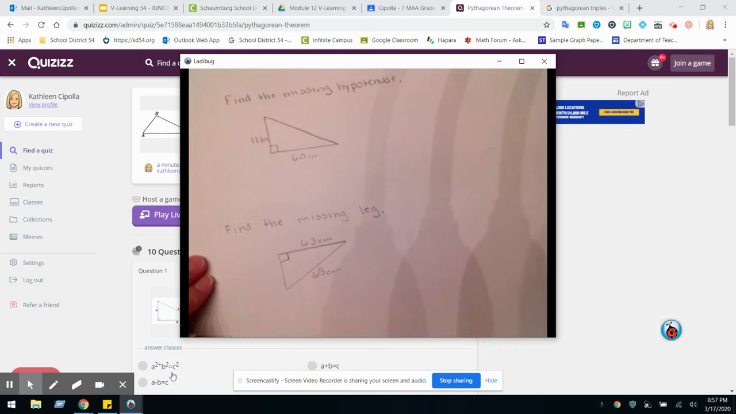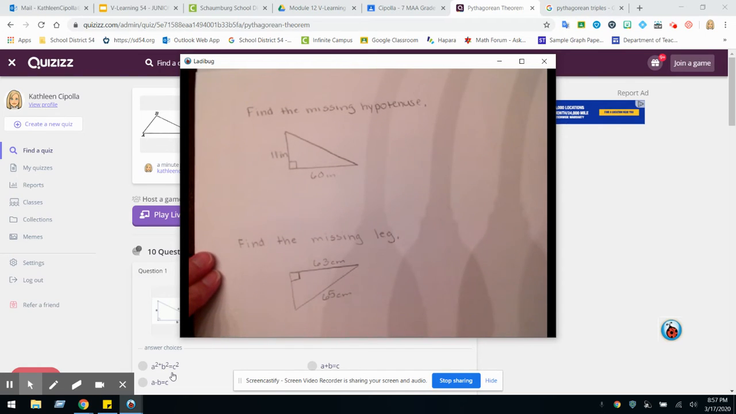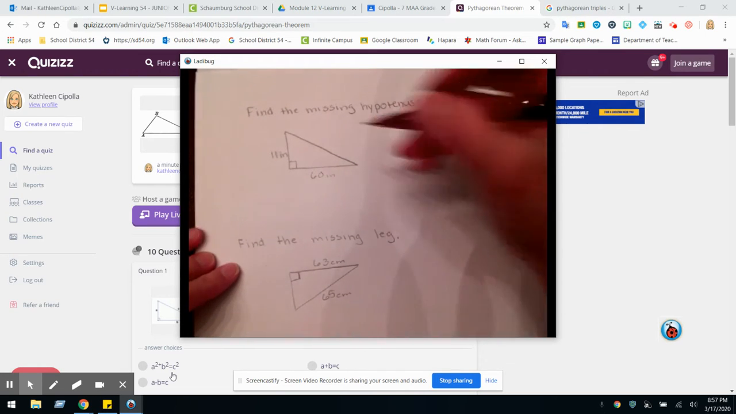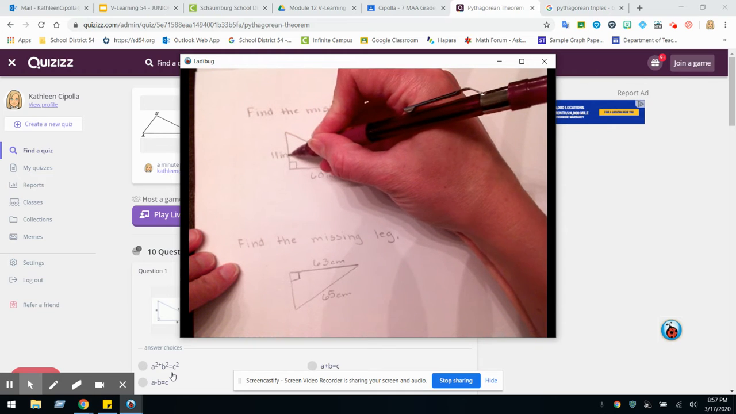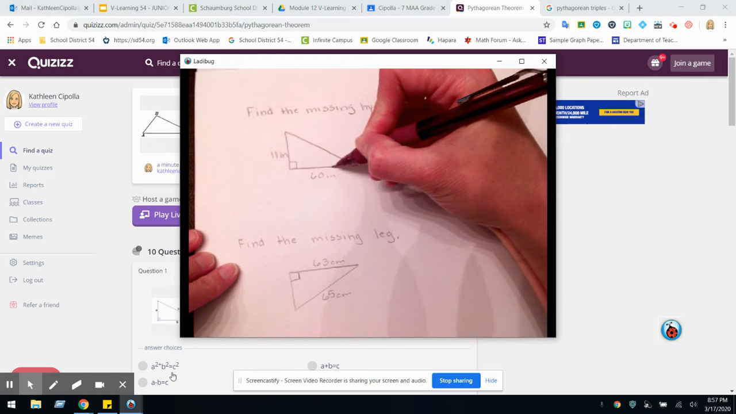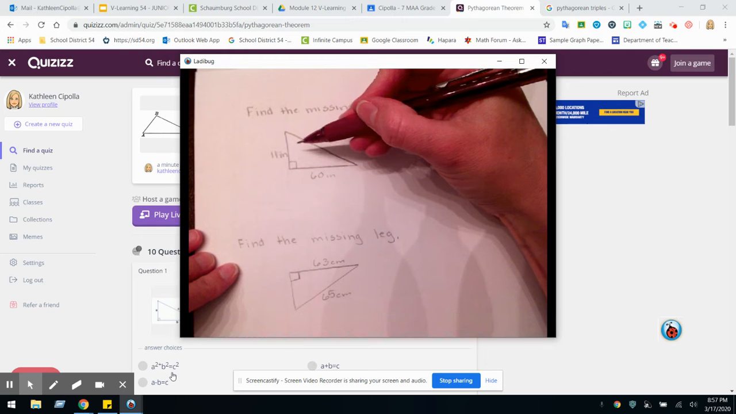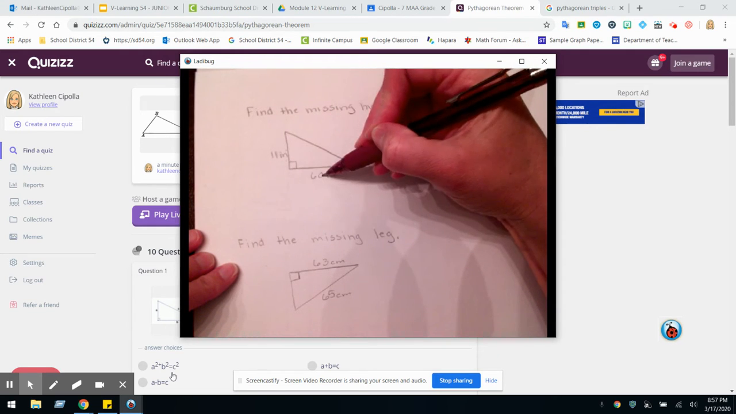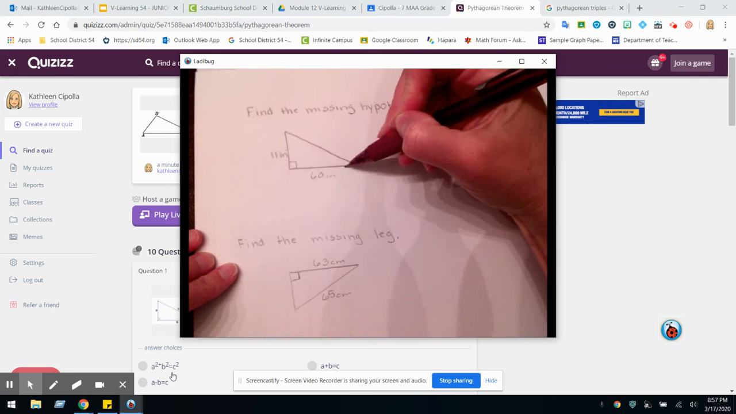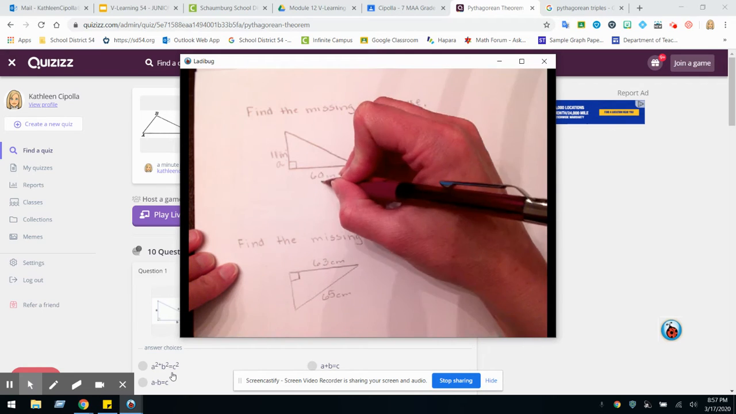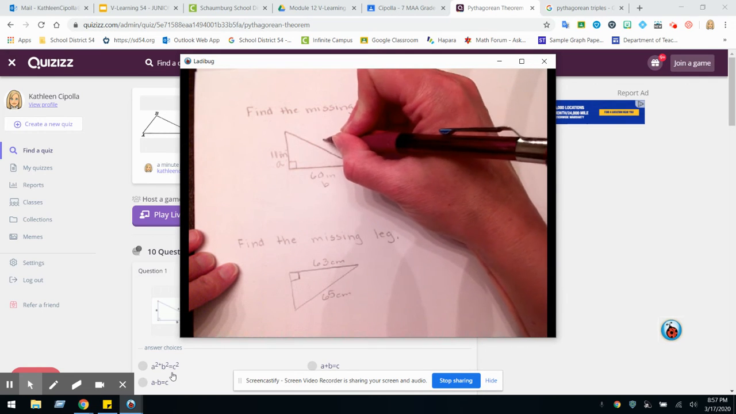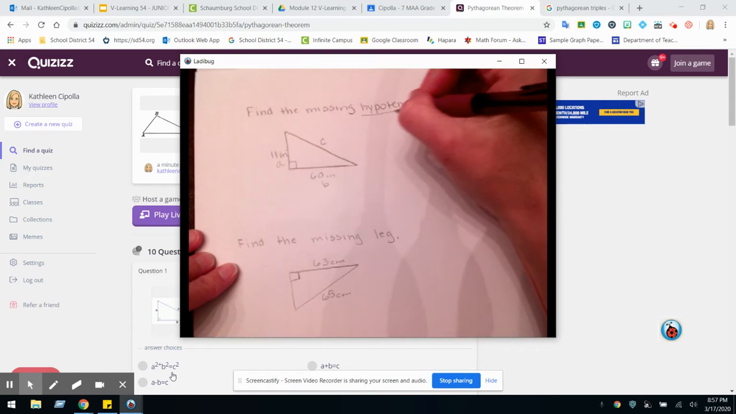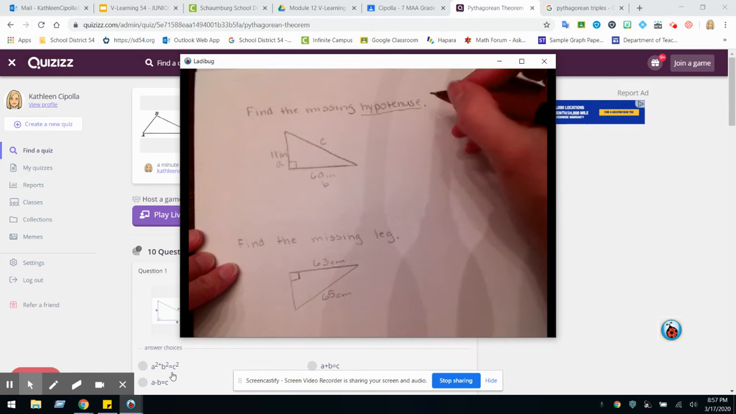So in Pythagorean theorem, you were learning about how to find the missing side length in a right triangle. So here is our right triangle. In this problem, you were given both legs. Okay, so this is a leg and this is a leg. The legs make up the right angle. So A, B, and what we're missing here is C, the hypotenuse. That's what we don't know.